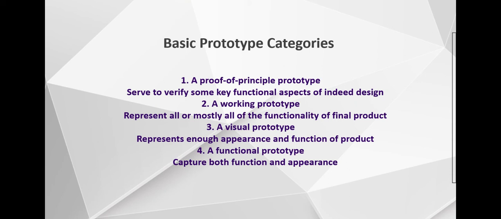First, a proof of principle prototype. This serves to verify some key functional aspect of the design. Second, a working prototype. This represents all or mostly all of the functionality of the final product. Third, a visual prototype. This represents size and appearance but not functionality.